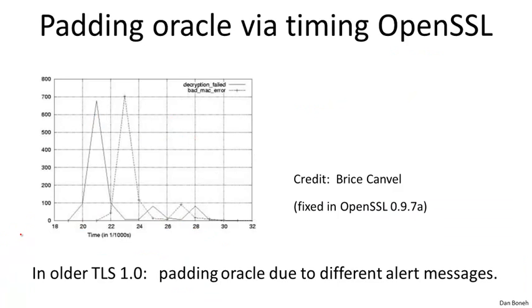This was observed by Canvel et al. Canvel et al. realized that the way TLS decryption is implemented is, first of all, the record is decrypted, then the pad is checked, and if the pad is invalid, decryption is aborted and an error is generated.